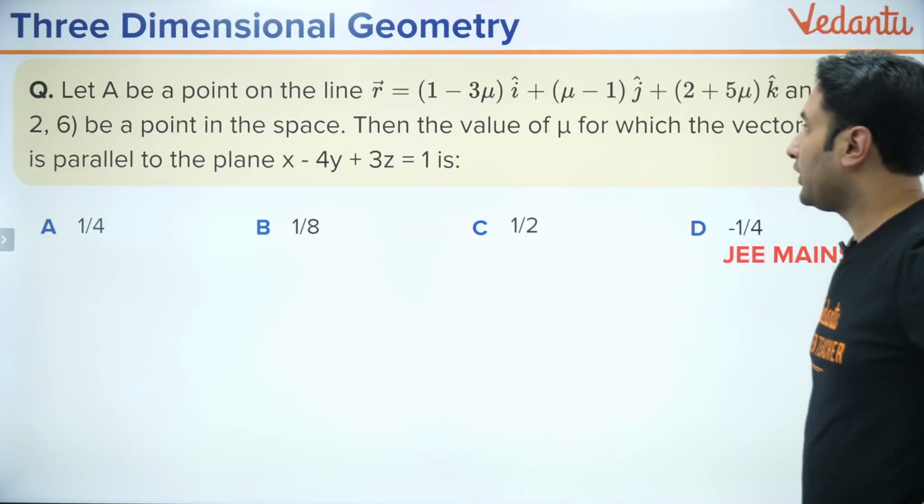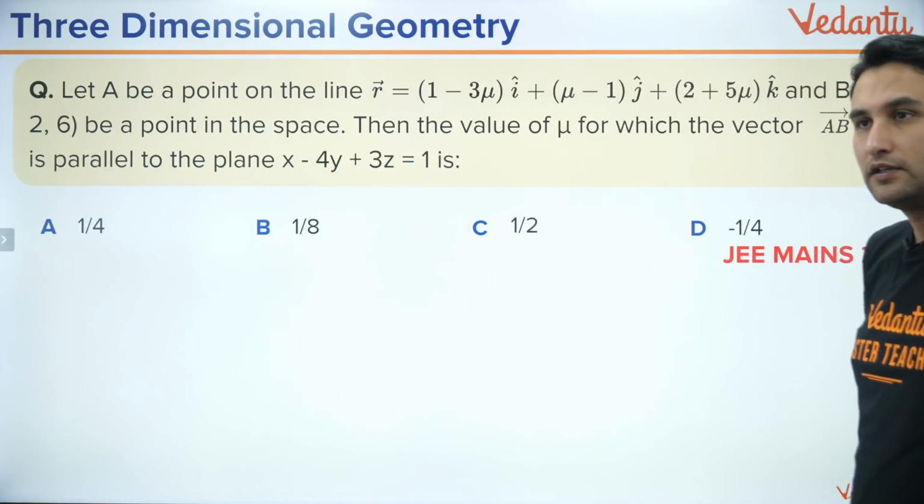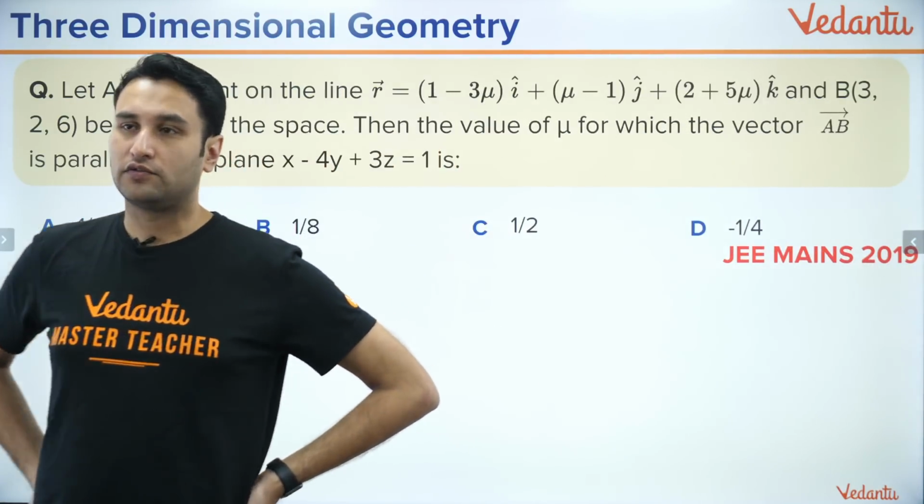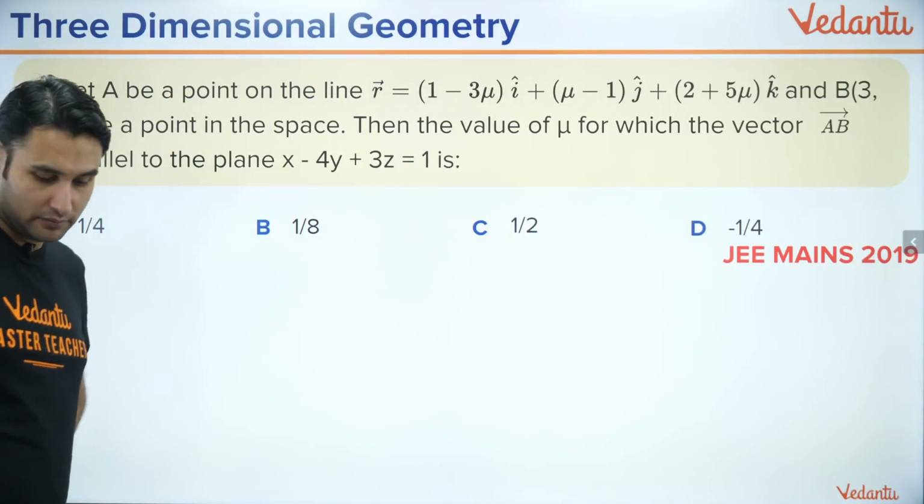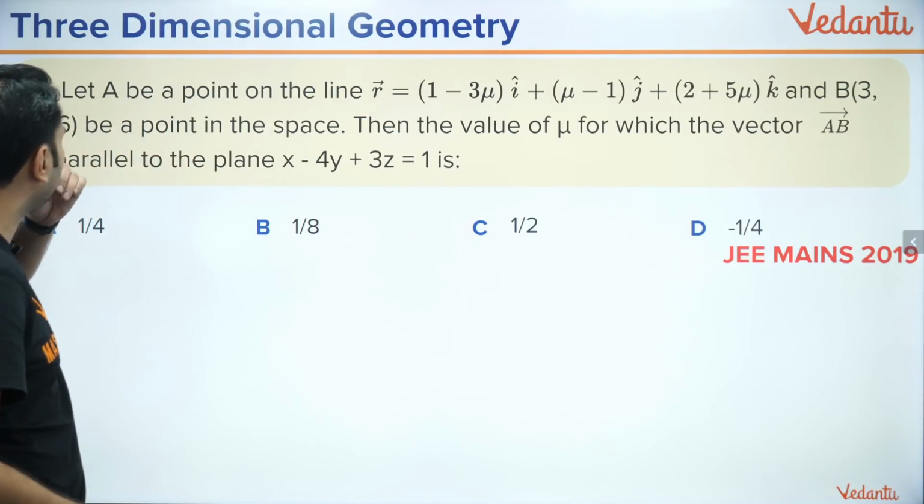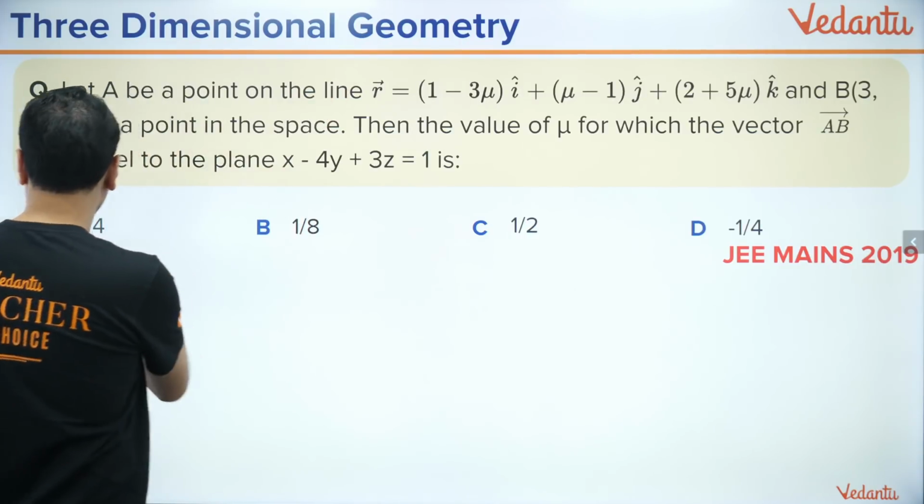Let A be the point on the line, and B be the point in space. Then the value of mu for which the vector AB is parallel to the plane. I couldn't understand anything just by reading, so we'll have to make a diagram, because without making it I am not able to understand it. So what is it saying? It is saying there is a line. Let's draw a line.